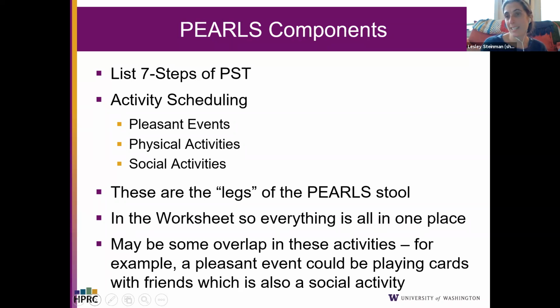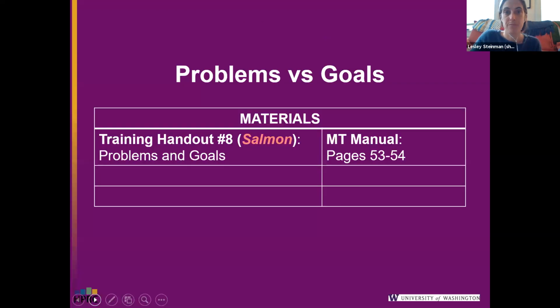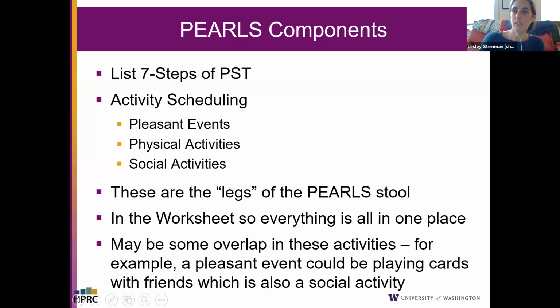I think the last thing that you want to emphasize when mentioning the components of the program is that it's okay if you don't fill out everything, because there may be some overlap between different activities. So often things that we enjoy are things that are social or physical, and that's okay. We're just trying to make sure you have pleasant, social, and physical, because those 3 pieces are mood boosting, but there can be some overlap.